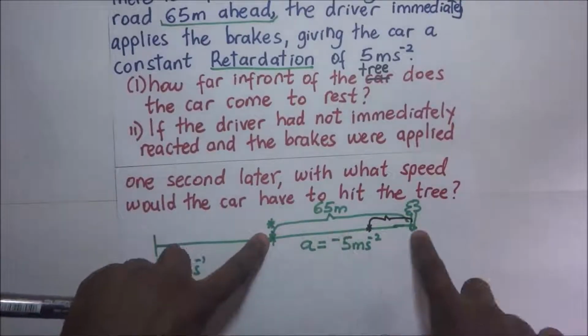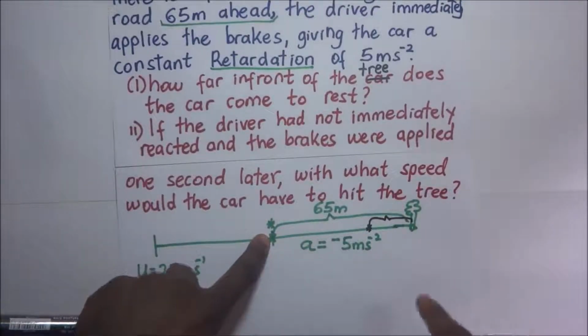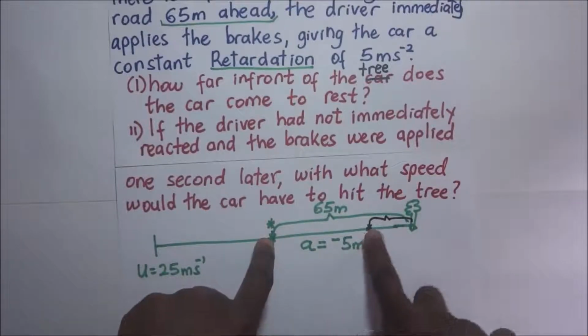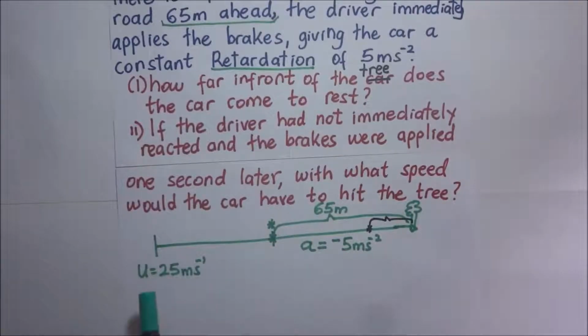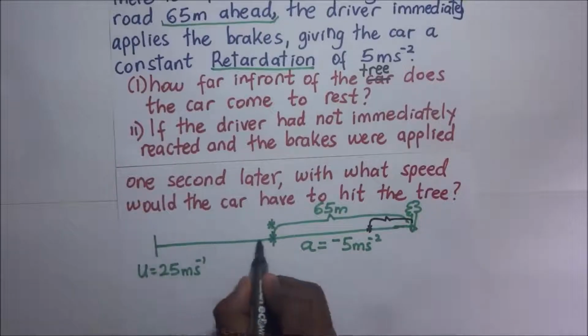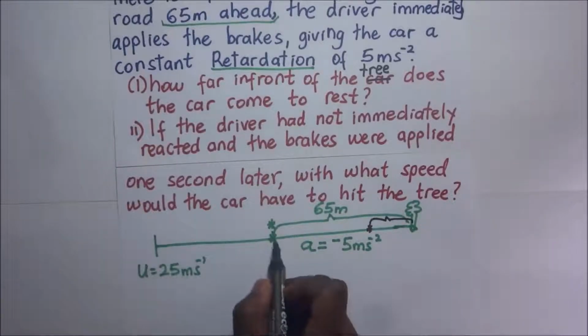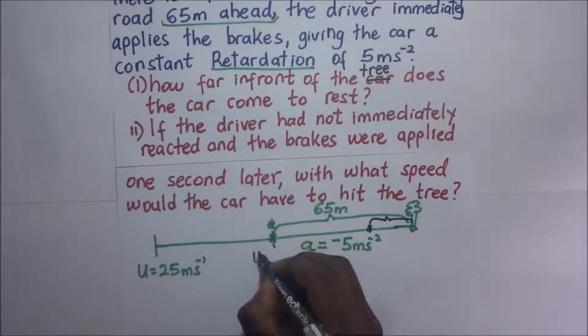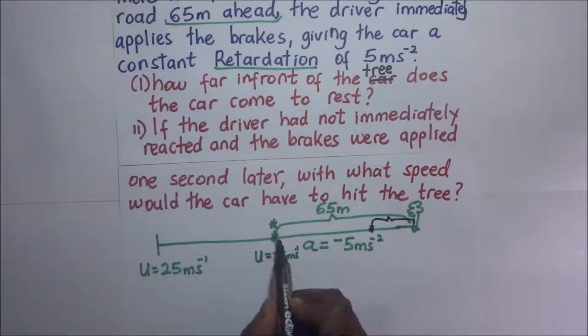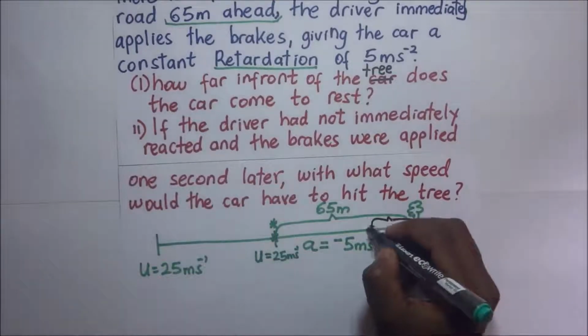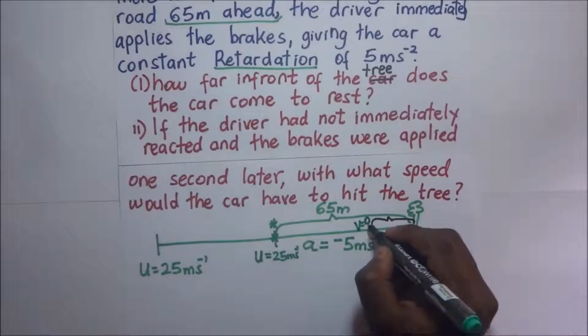We know the distance from this point to that point is 65 meters. So we need to find the distance from the point when he applies the brakes up to the point when he comes to rest. While he was moving here, he was moving at an initial speed of 25 meters per second. Since he was moving at a constant speed, at this point his initial velocity is also 25 meters per second. But when he starts applying the brakes, his velocity drops from 25 until his final velocity at that point is 0.